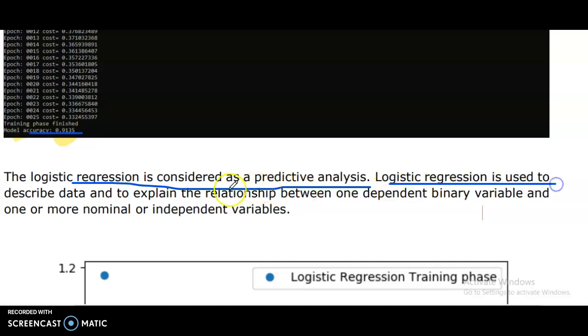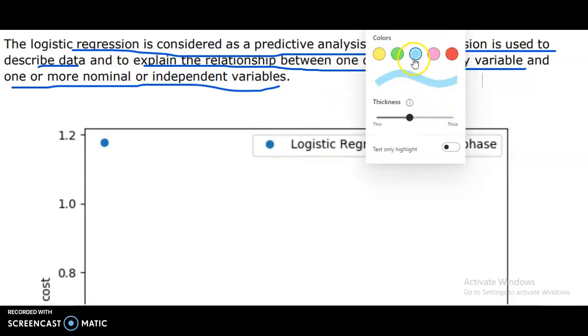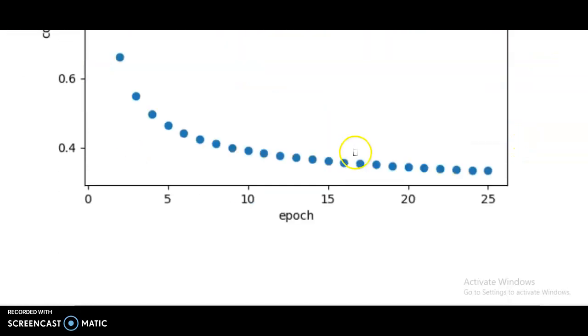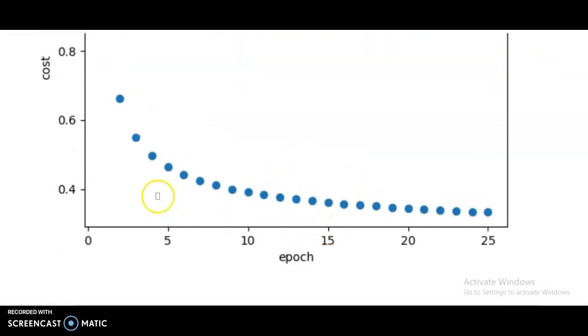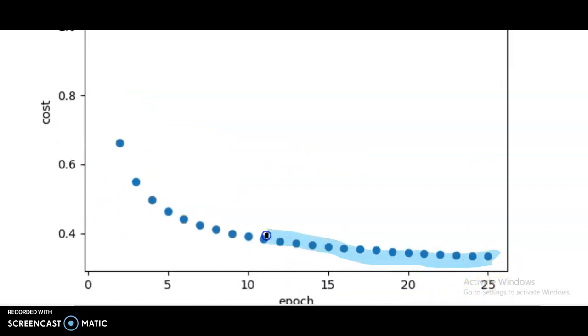Logistic regression is used to describe data and explain the relationship between one dependent binary variable and one or more nominal or independent variables. Logistic regression training phase: approach on the x-axis, cost on the y-axis. So the graph points we got look like this.